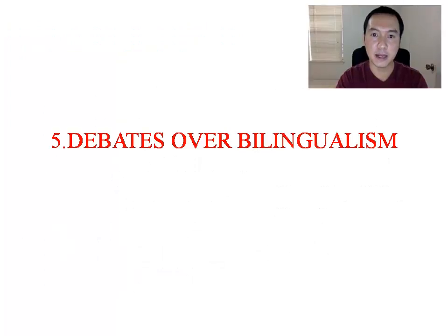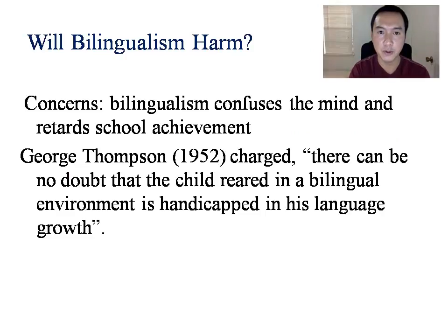There have been long debates over bilingual programs among politicians, researchers, and some educators. There used to be the question whether bilingualism harms children's intellectual development, confuses their minds, and retards their school achievement. George Thompson, a psychologist, in 1952 charged that there can be no doubt that a child reared in a bilingual environment is handicapped in his language roles.